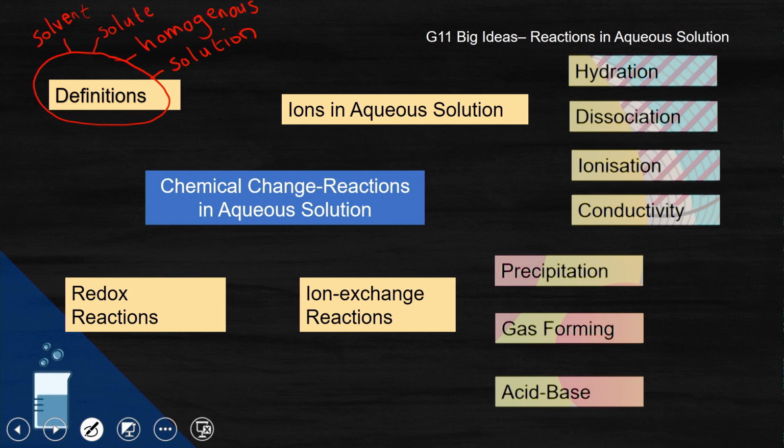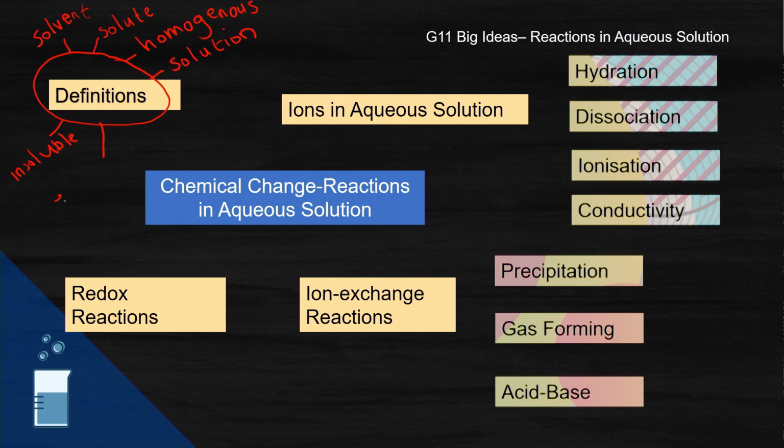We are going to delve into the big ideas around the types of reactions, and the specific type of reaction that we're going to be looking at today are those that happen in aqueous solution, in other words, in water. Let's look at our screen and we can see our definitions there of solvent, solute, homogeneous, solution. We need to add another one, which is insoluble, and one which we will be looking at in more detail is electronegativity.